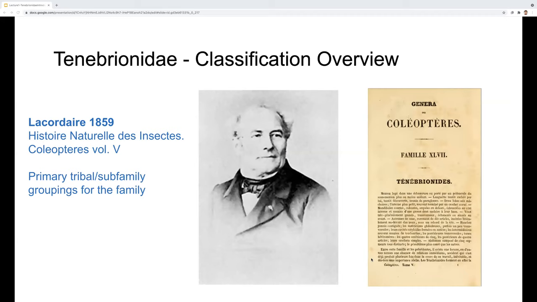But for thinking about classification and beetles, we can't not talk about Lacordaire. So anyone who knows beetles certainly knows about him. And this was the last time that all beetle genera were treated in their entirety. The Tenebrionids were treated in volume 5 in his 1859 publication. And this is where the primary tribal and subfamily groupings were first erected and defined. Again, pretty outdated, 1859. But we'll see that we had a really long interim where nothing got changed.